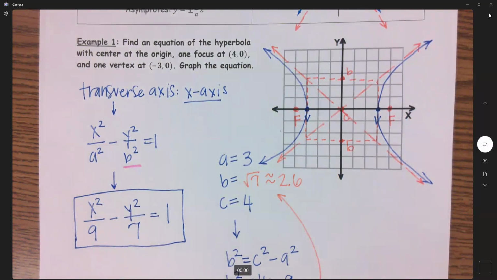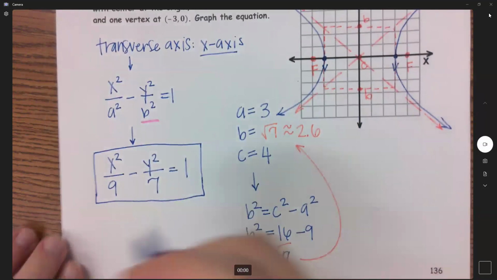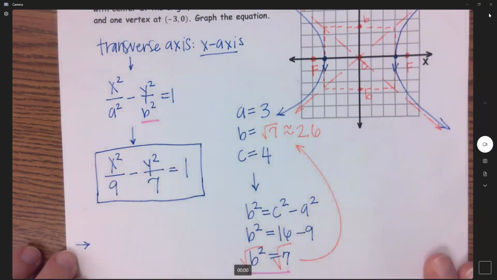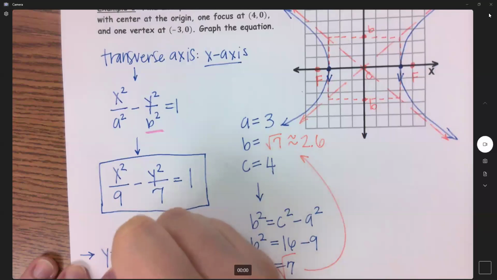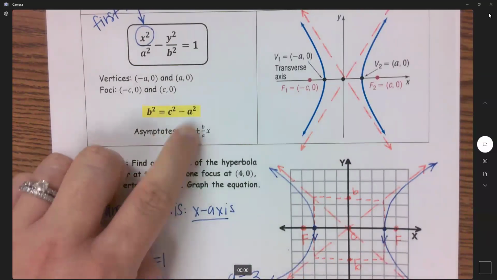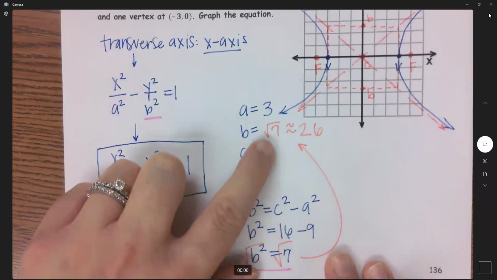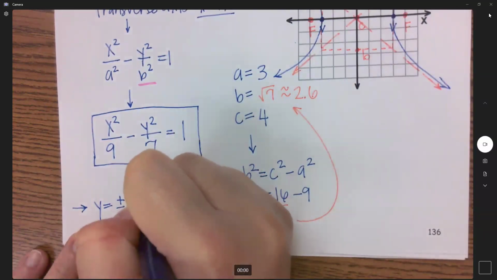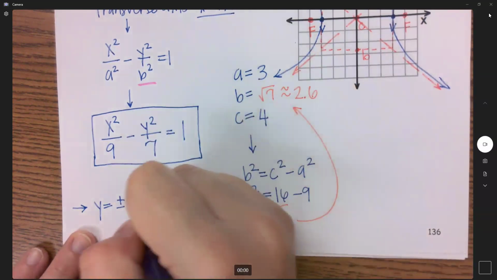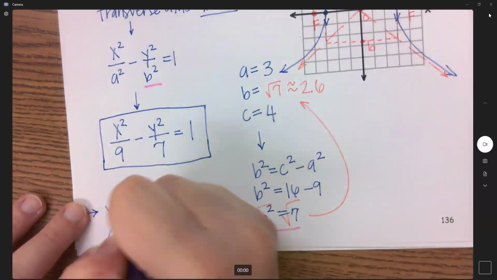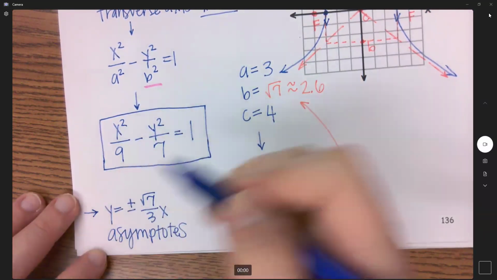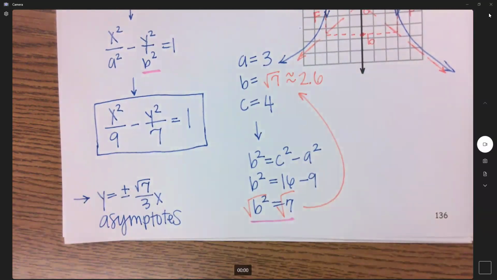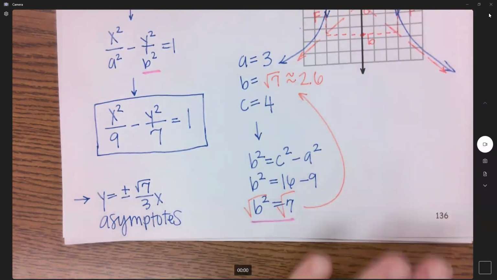Now, this question doesn't ask for asymptotes, but just to get some practice with it, my formula is y equals plus or minus b over a. My b, I'm going to keep as square root 7, over my a of 3, times x. So this is my asymptotes. Okay, it doesn't ask, but let's just get that practice. And if we understand lines enough, that should make sense.